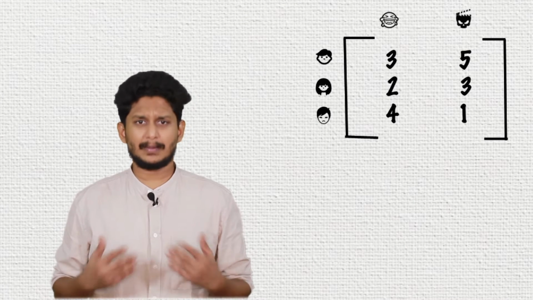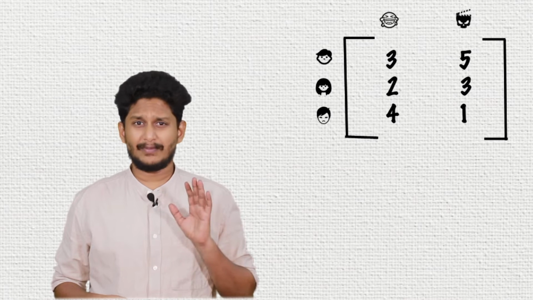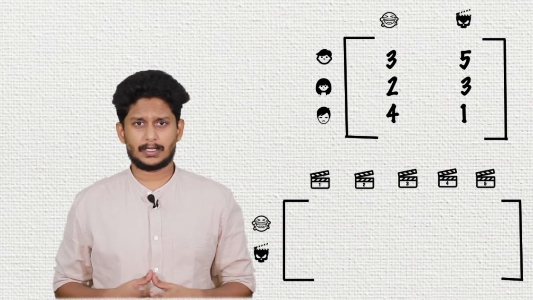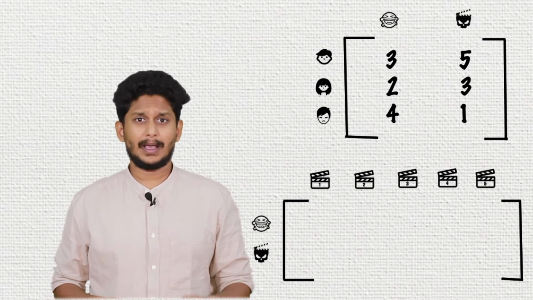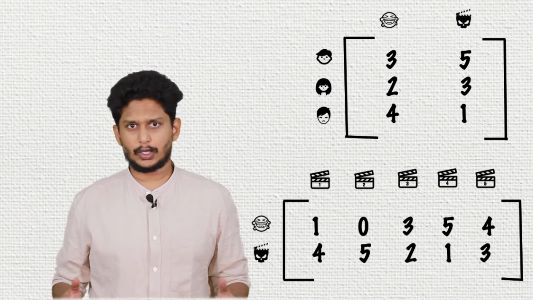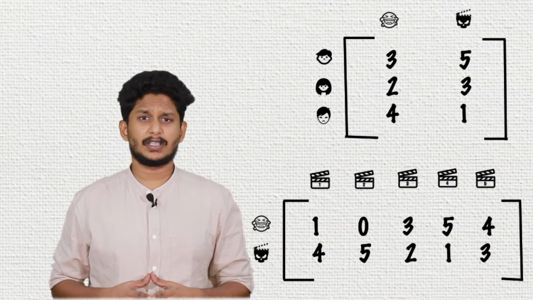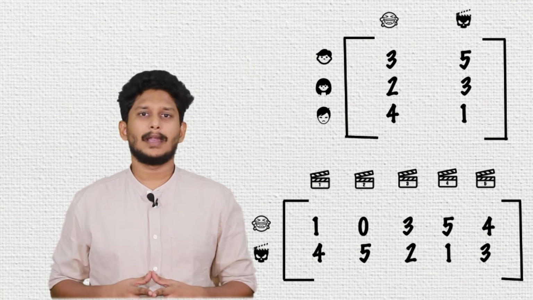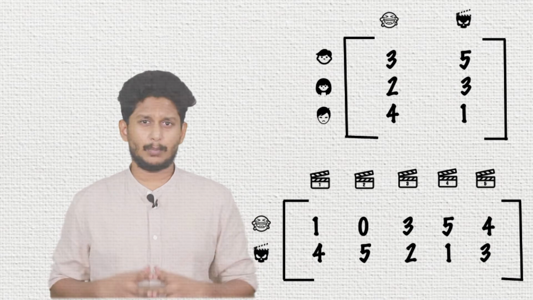Now, let's take another matrix, but this time with 5 movies as the rows and the same 2 genres as columns. The numbers this time represent the content percentage of that particular movie, which is how scary or how funny that particular movie is. Now, go ahead and multiply both these matrices.